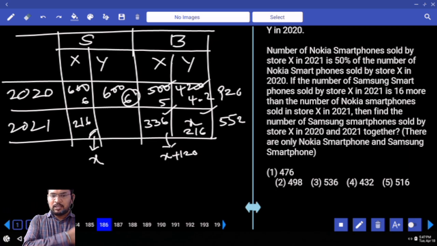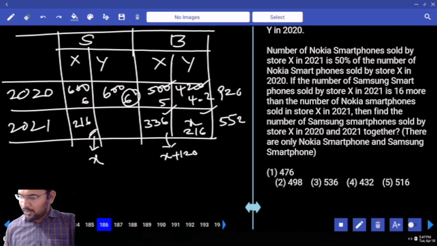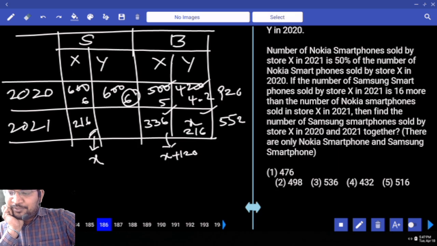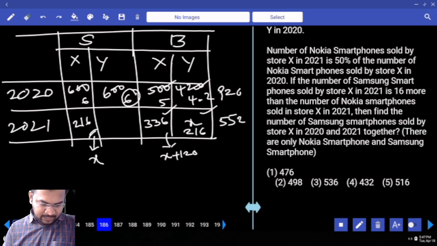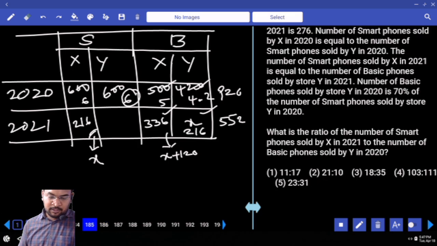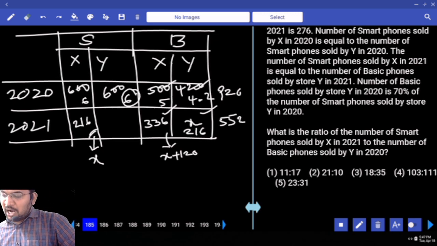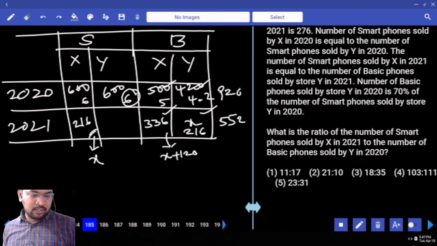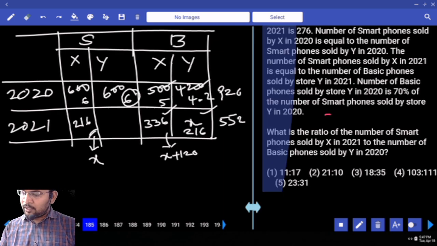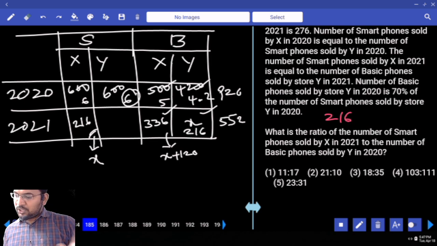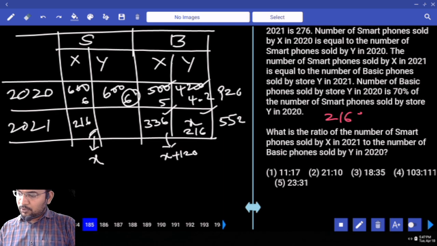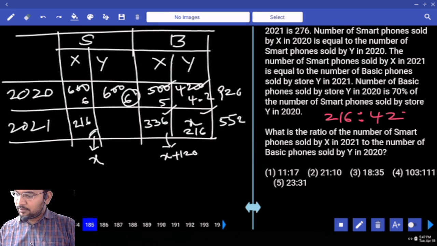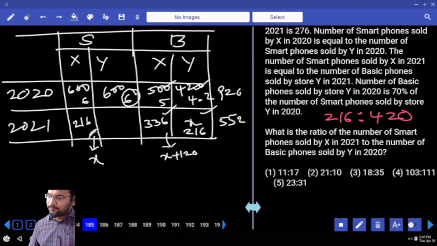Are you ready? See the first question. What is given? Number of Nokia smartphones: 185, okay. What is the ratio of the number of smartphones sold by X in 2021, 216, to the number of basic phones sold by Y in 2020, 420. Now look here, all of you.